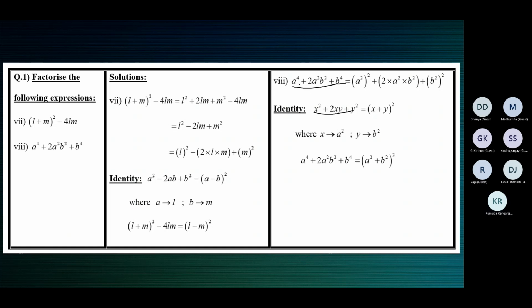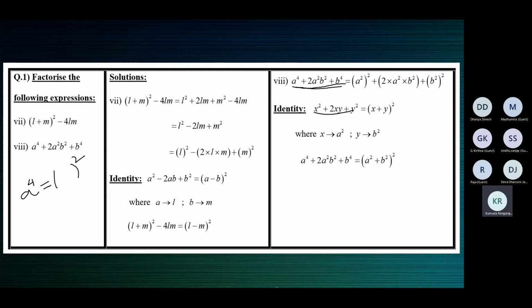So again, this expression has 3 terms, of which 2 terms are perfect squares. A to the power 4 is a perfect square. See, when do you call a term a perfect square or an expression a perfect square? This one is a perfect square because you can write it as something the whole square. If you can write it as something the whole square, it's a perfect square. What should come in the bracket? A square, ma'am.